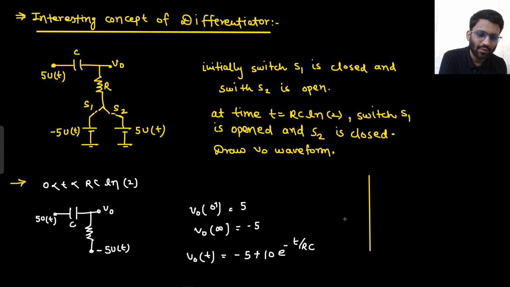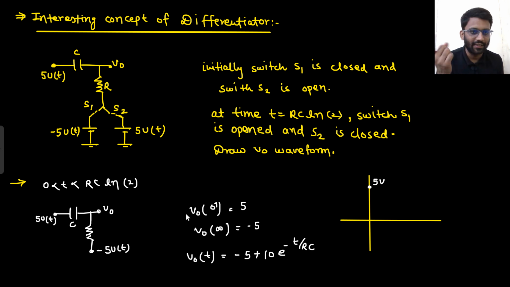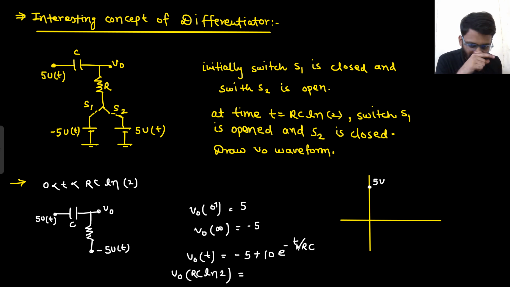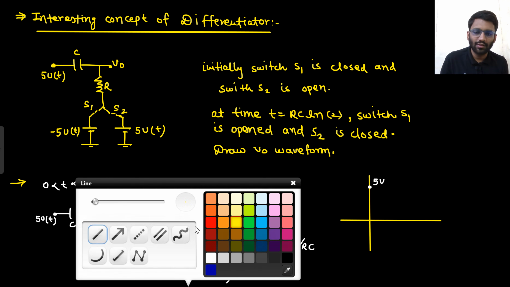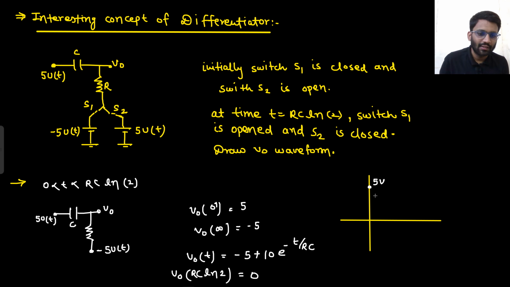Initially it was at 5 volt and it was trying to go to minus 5. But will that happen? No, because at RC ln2 the circuit is changing. So what is the V0 value at RC ln2? If you put RC ln2 here, what will you get? You will get 0. Well and good, you can solve it on your own. You will get your V0 value as 0. So this V0 value is starting from 5, it was going to minus 5, but it will go till 0 only, right?